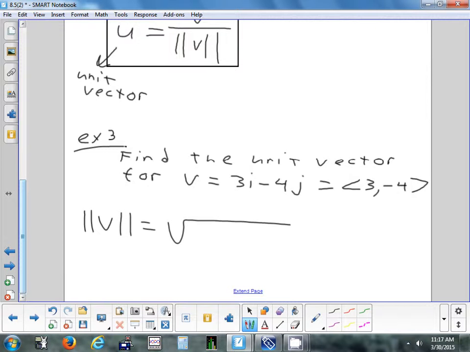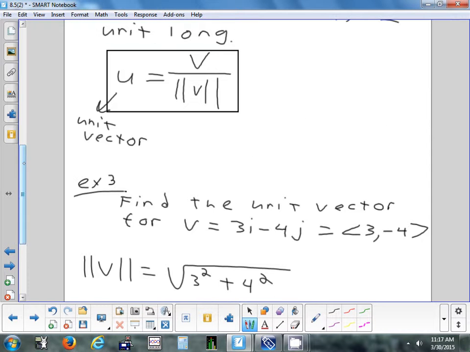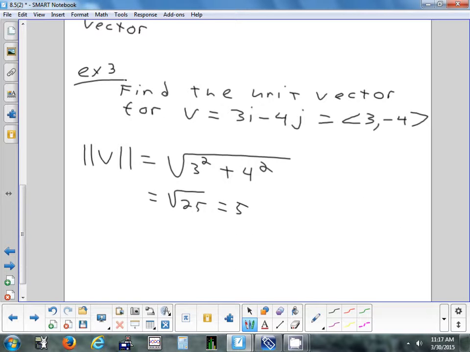Okay, Brianna, how would I find the magnitude of V? 3 squared plus 4 squared. It's going to give me 9 plus 16, which is 25, or 5. So it's not a unit vector, but we know what we have to scale it by now. 1/5. It's 5 units long, so we need to make it 1 unit long, scale it by 1/5.